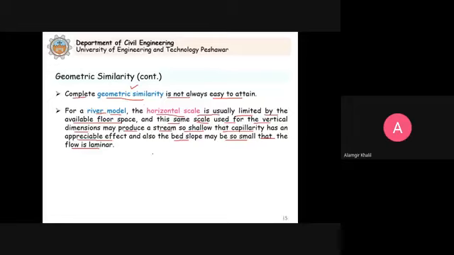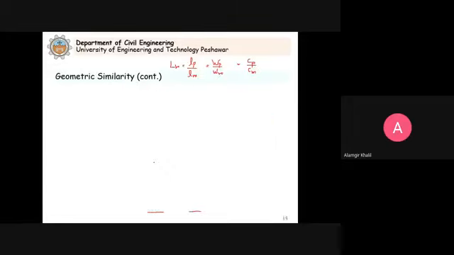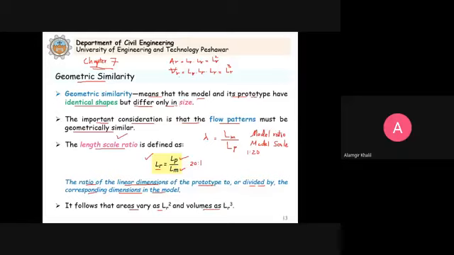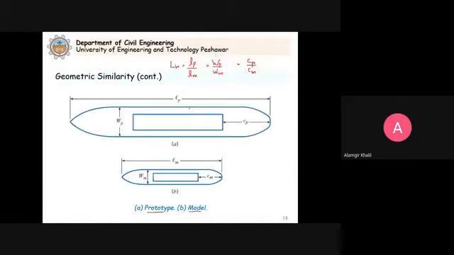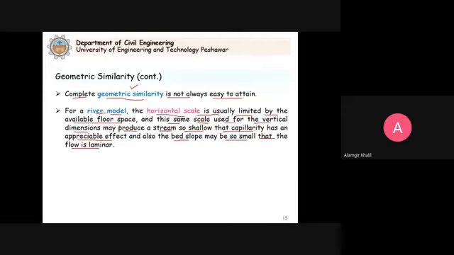Complete geometric similarity means that this is what you have written here, LR square, LR cube for the volume. It means that this ratio is the same in all the dimensions. We cannot always ensure this, but if we ensure this, it is better. Clear? But sometimes it is not possible. For example, the river model, the horizontal scale is usually limited by the floor space available. You have a facility of the laboratory. So there, in order to develop the model, we have to consider the space restrictions.